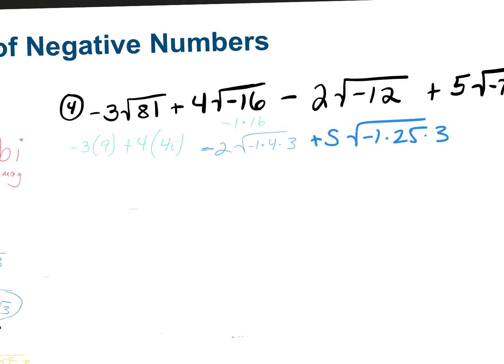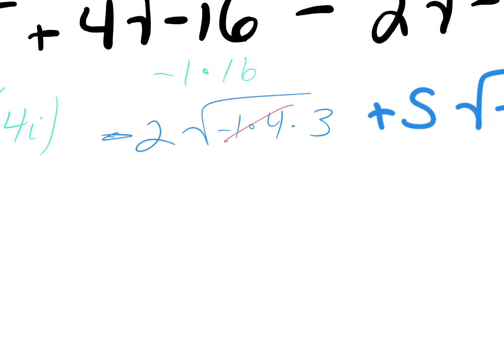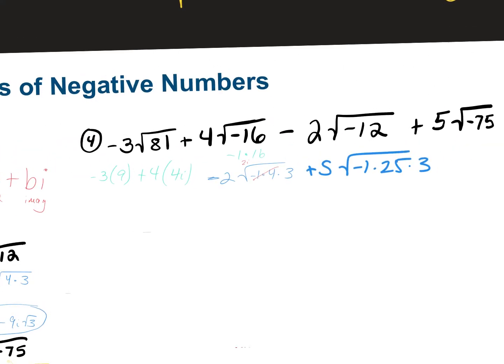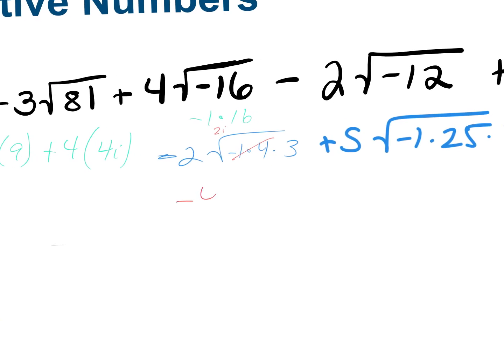Everybody with me? Let's simplify a little more. What can I take out here? In 4 and negative 1. 2i, yep. And then 2i times 2 times negative 2. Negative 4i. So this is going to be negative 4i here.